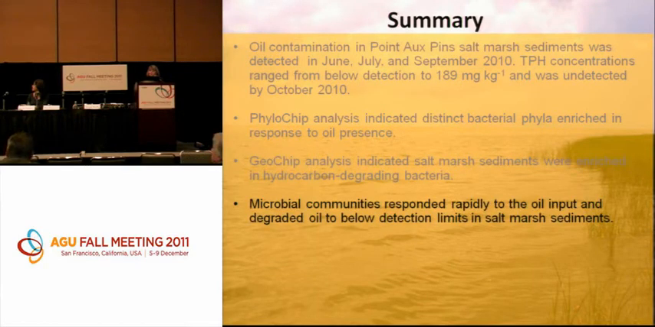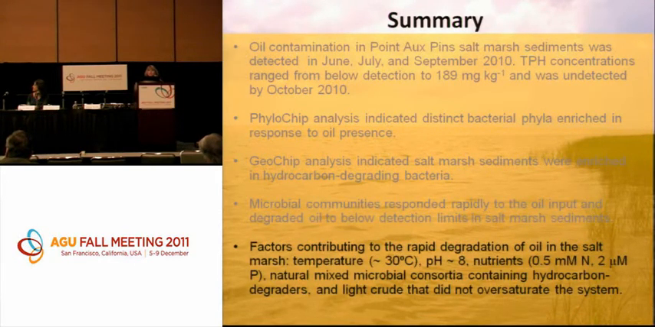The microbial communities responded rapidly to the oil input at this site, and this was most probably due to the fact that the factors that contribute to the degradation of oil in a sediment were optimal, such as the temperature, the pH, the nutrients. This is an area where you have runoff from the land, and so there is nitrogen and phosphorus there for the organisms. Also, the light crude, the type of crude that came in, as well as the fact that it did not oversaturate the system, allowed the microbial community to degrade the oil.